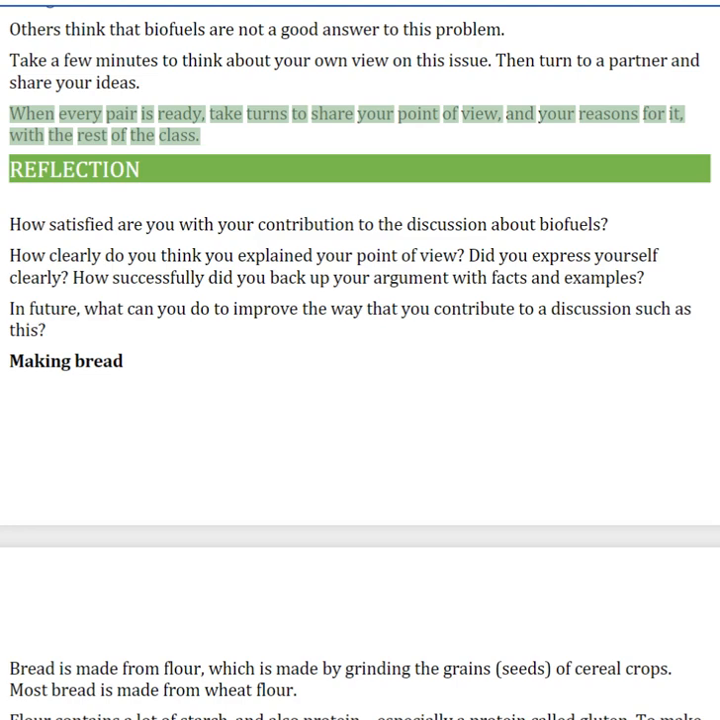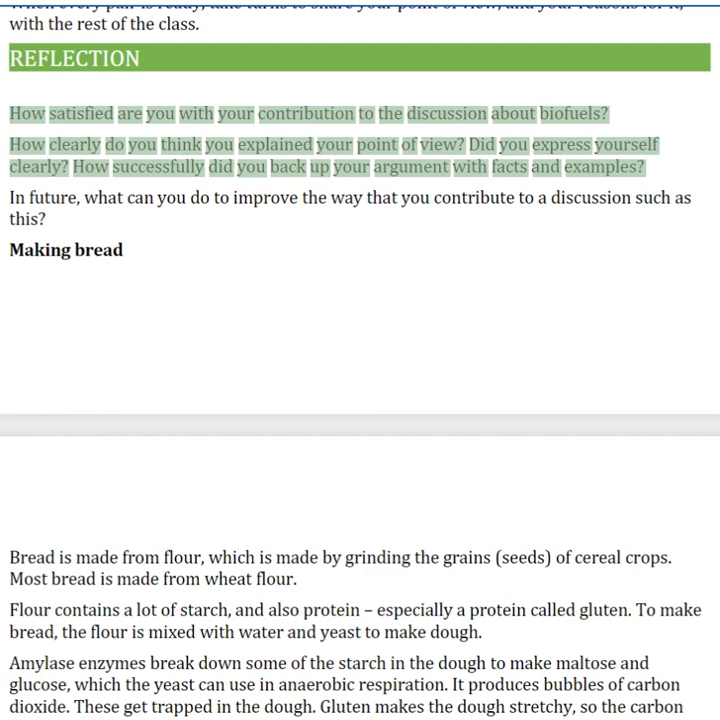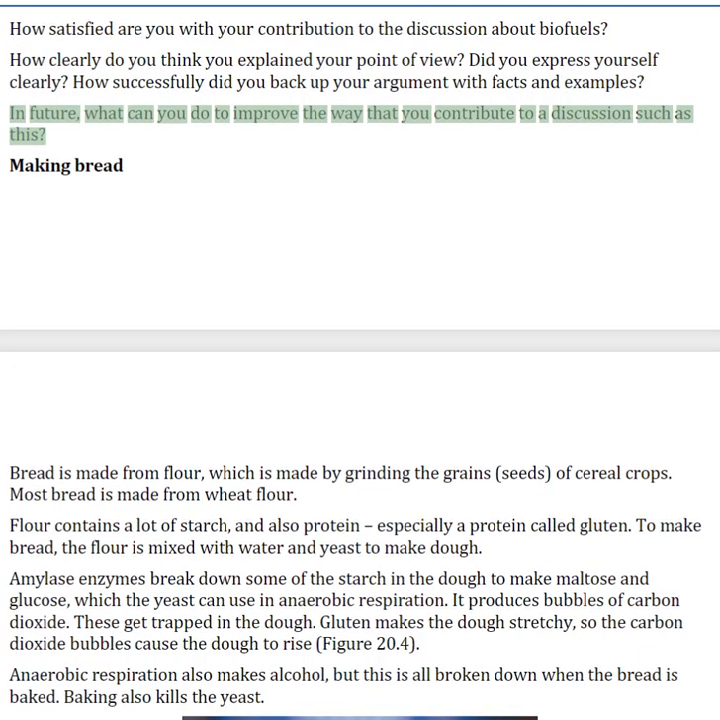Reflection. How satisfied are you with your contribution to the discussion about biofuels? How clearly do you think you explained your point of view? Did you express yourself clearly? How successfully did you back up your argument with facts and examples? In future, what can you do to improve the way that you contribute to a discussion such as this?